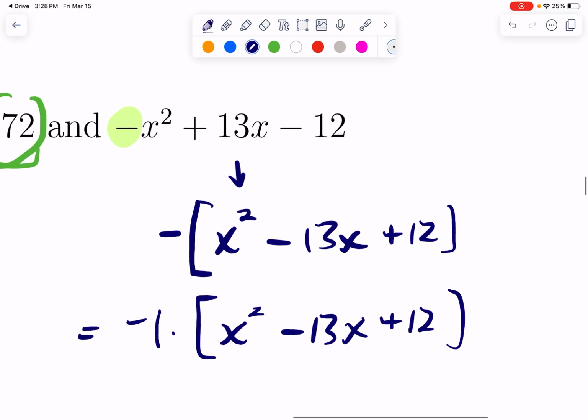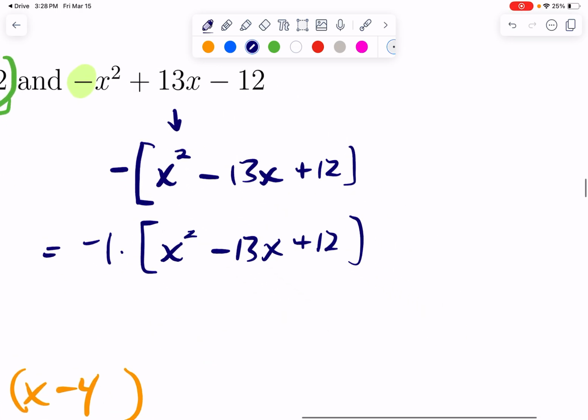It starts with plain old x squared, so we can use that rule. I want to think of two numbers where when I add them together, I get negative 13. When I multiply them, I get 12. And again, you might want to think about positive versus negative. The only way I can have two numbers where multiplication is positive and addition is negative is if they're both negative. And hopefully you realize that the numbers that work are negative 1 and negative 12.